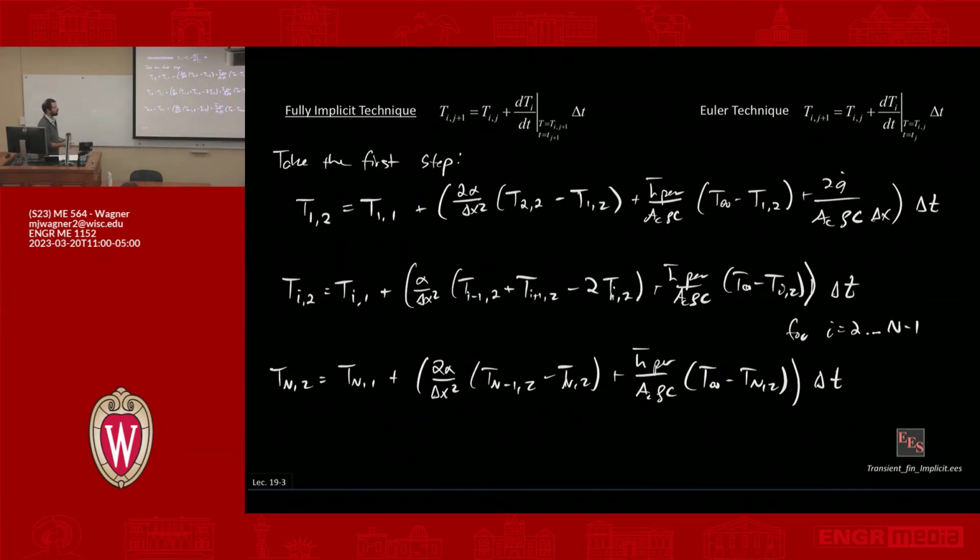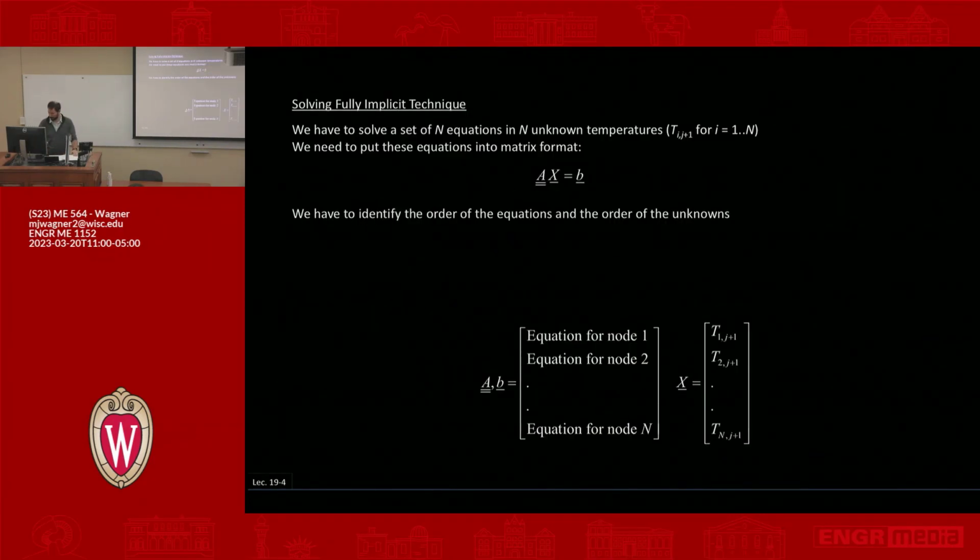So the way to solve this is actually to develop a matrix inversion problem. We're going to come up with a matrix of coefficients A, X, and B, and then solve that way. So I'll just flip forward here. Yeah, this is saying what I just said. We want our A matrix to be the equation for node 1, equation for node 2, and so on. And then our X matrix is going to be the temperatures for the j plus 1th time step.